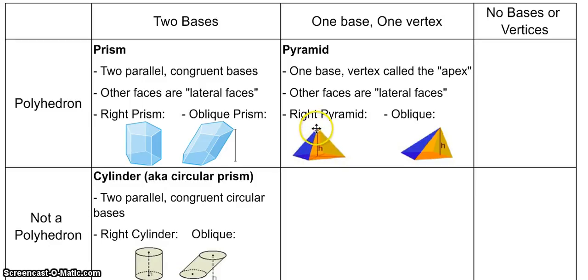Just like a prism and just like a cylinder, we can have a right pyramid and an oblique pyramid. A right pyramid is where the vertex, or the apex, is directly above the center of the polygon below, whereas the oblique pyramid, the vertex is not above the center. It could be off the side or even not above the base in any way.